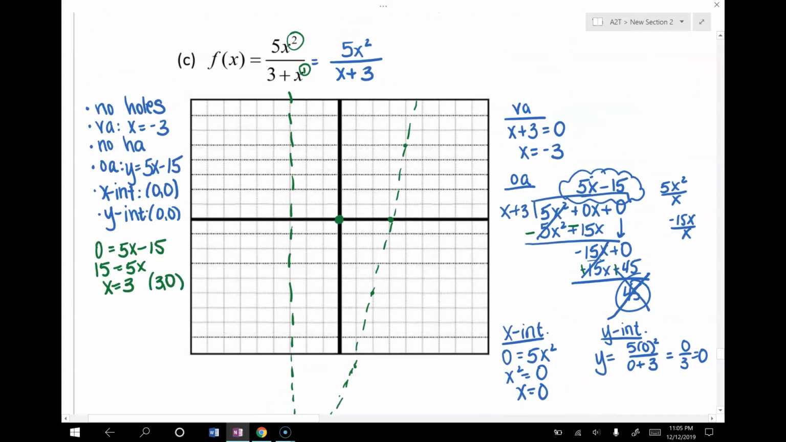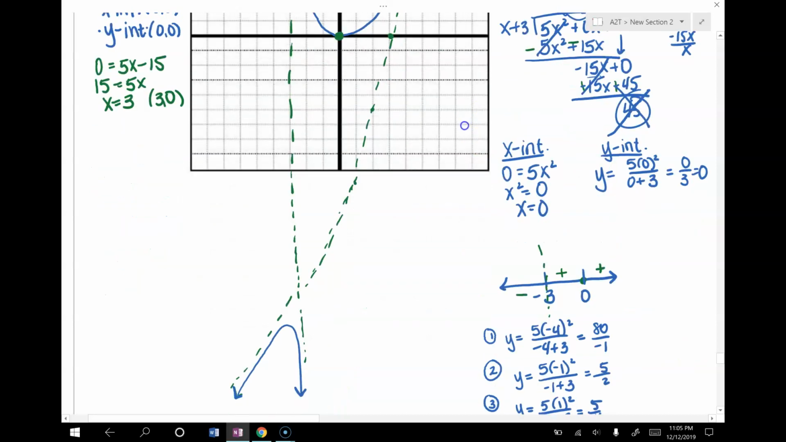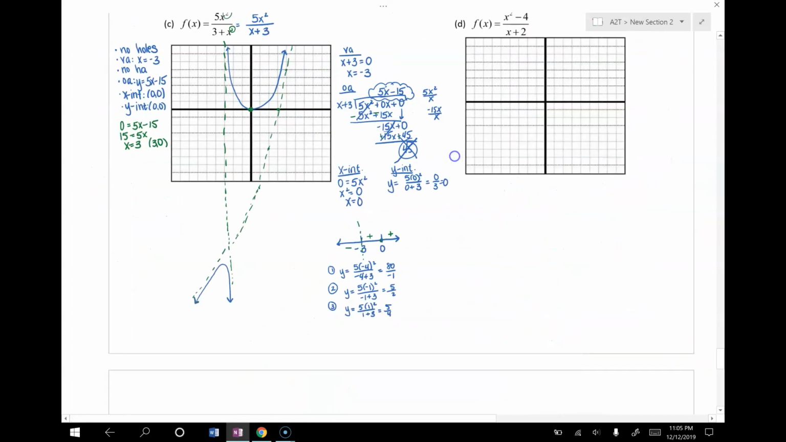Okay, and then between the vertical asymptote and the x and y intercept, I am positive, so I have to go through the point, but then I continue to be positive, so I'm going to shoot back up and end at my oblique. That is what that one is going to look like.